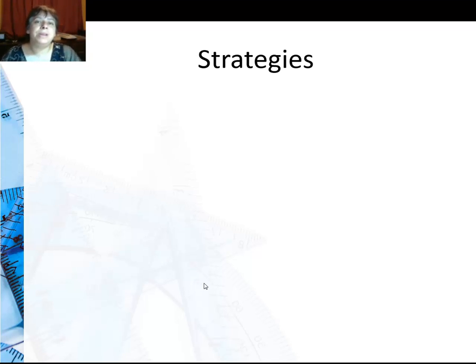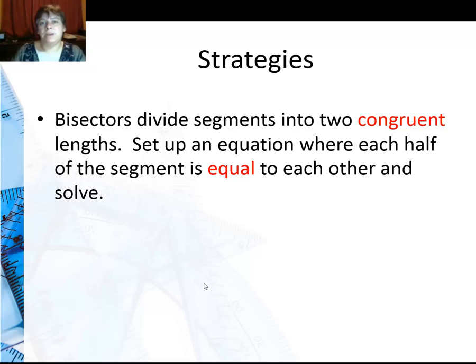Now, you're not really going to be doing any circles through any points, but one thing you will be doing is using the properties of the bisectors to solve problems. One thing to keep in mind is that it divides it into two congruent segments. So you're probably going to set up an equation where each half of the segment is equal to each other. All right, so you can say this piece is equal to that piece.